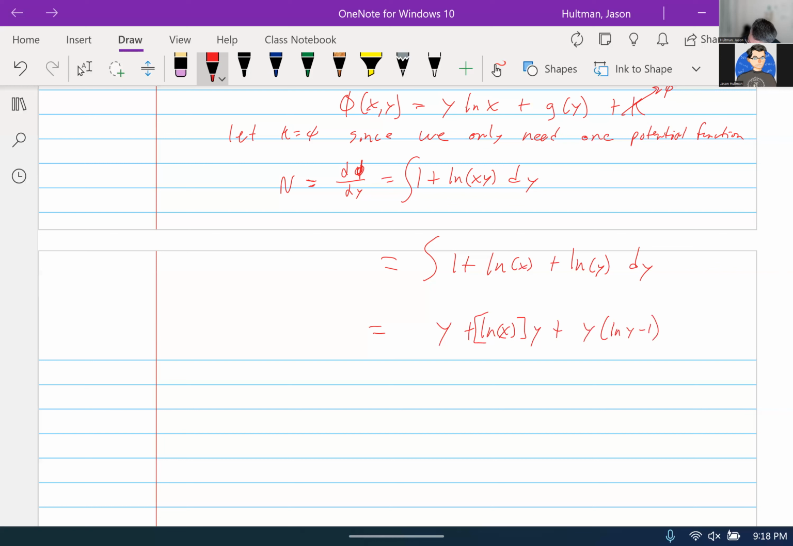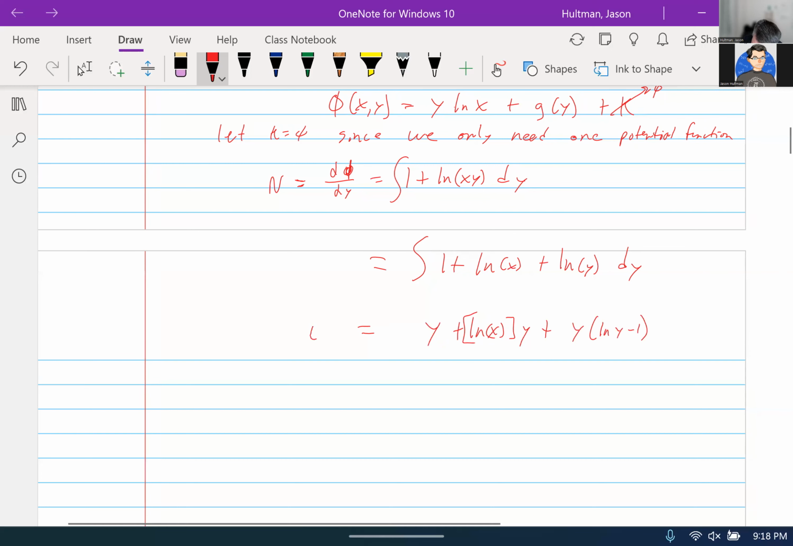And once again, we could say this is phi of xy, the potential function of xy. We could once again say that there could have been an h of x, and then plus a k. And then once again, we're going to let k go to 0. There could have been an h of x here that we just don't know, that didn't have a y value. So when I took the partial with respect to y, it just disappears.